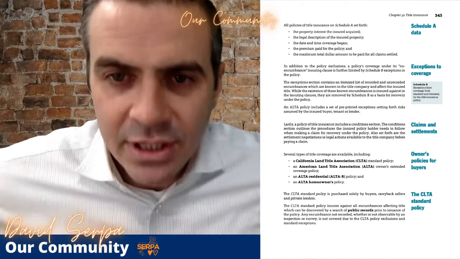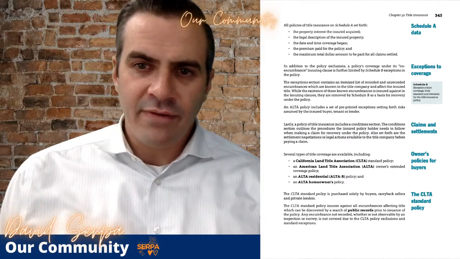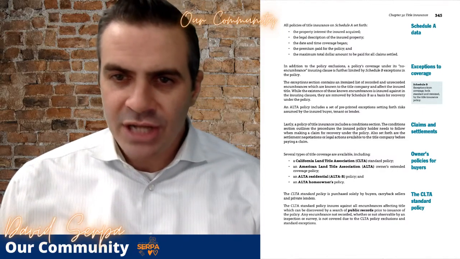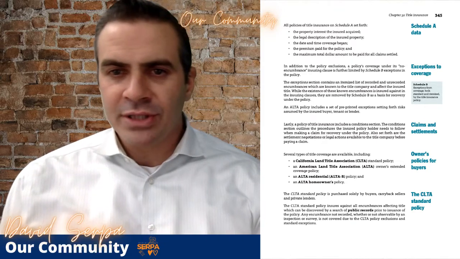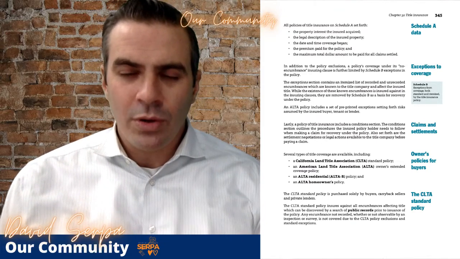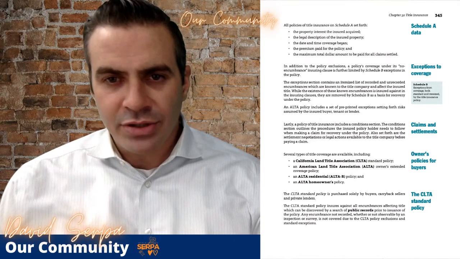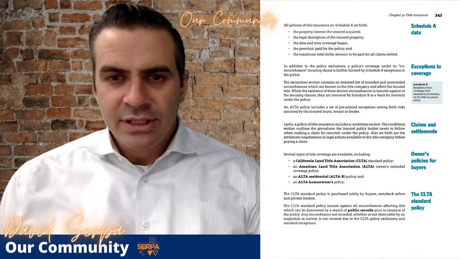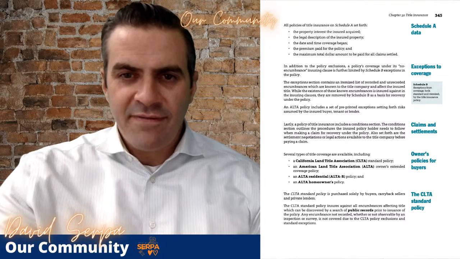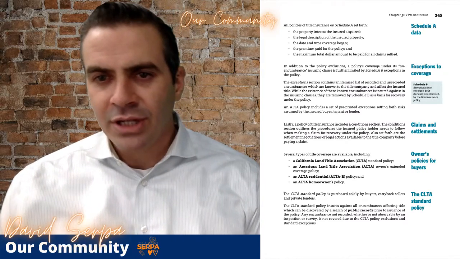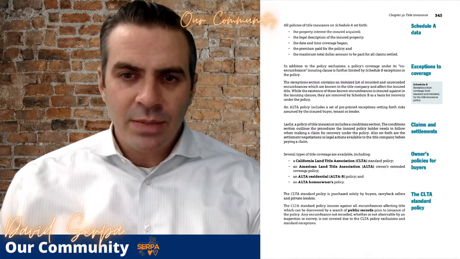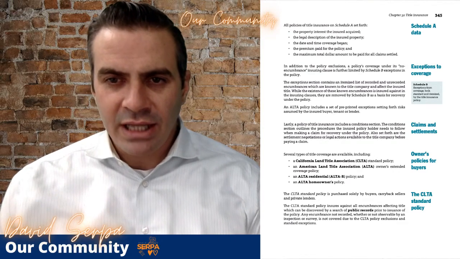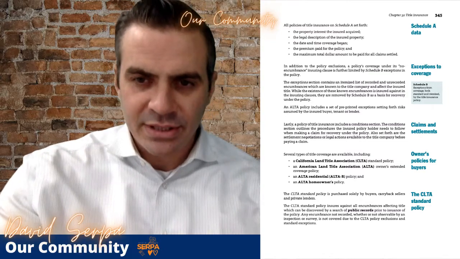Owner policies for buyers. Several types of title coverage are available, including a California Land Title Association standard policy, an American Land Title Association owner's extended coverage policy, an ALTA residential policy, and an ALTA homeowners policy. The CLTA standard policy is purchased solely by buyers, carryback sellers, and private lenders. The CLTA standard policy insures against all encumbrances affecting the title which can be discovered by a search of public records prior to the issuance of the policy. Any encumbrances not recorded, whether or not observable by an inspection or survey, are not covered due to the CLTA policy exclusions and standard exceptions.